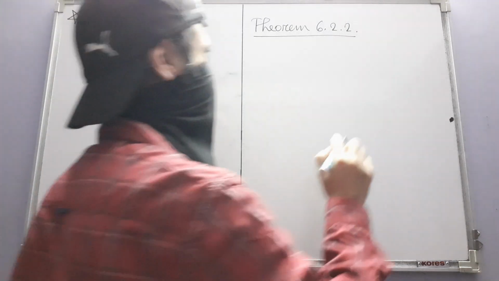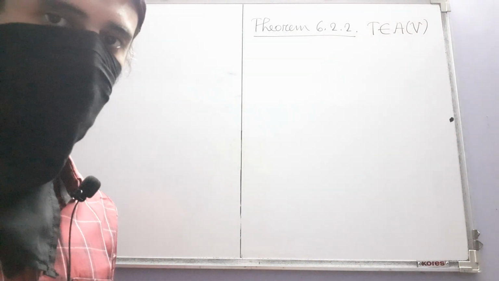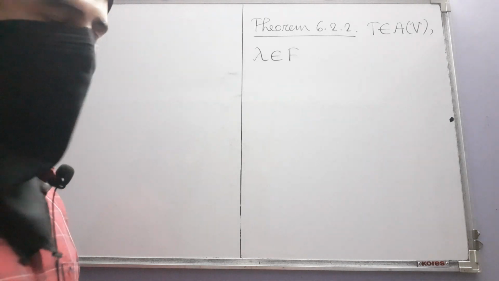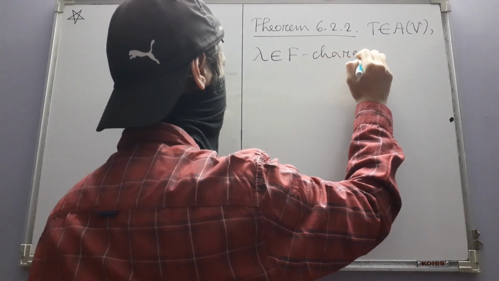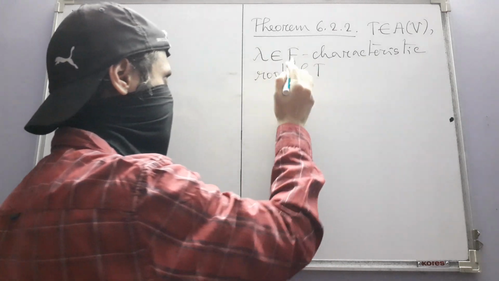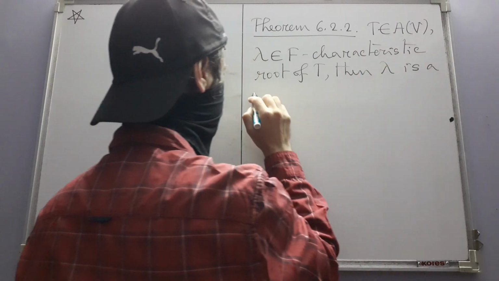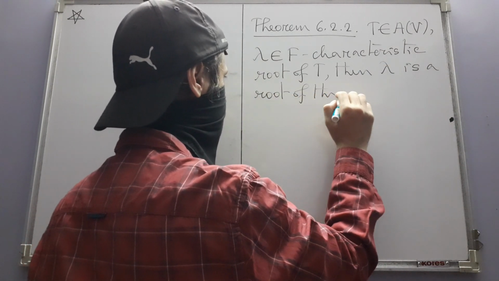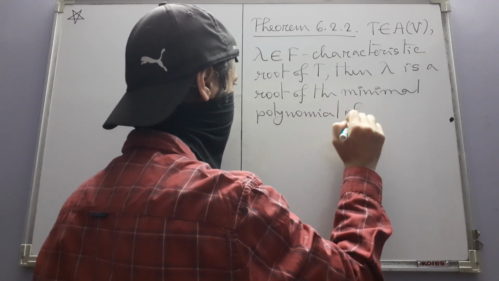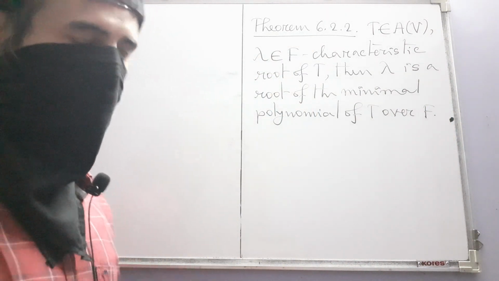So basically what it says is that if T is a linear operator on a finite dimensional vector space V and lambda is a characteristic root of T which is in F, then lambda is a root of the minimal polynomial of T over F, where of course F is the field over which V is a vector space.